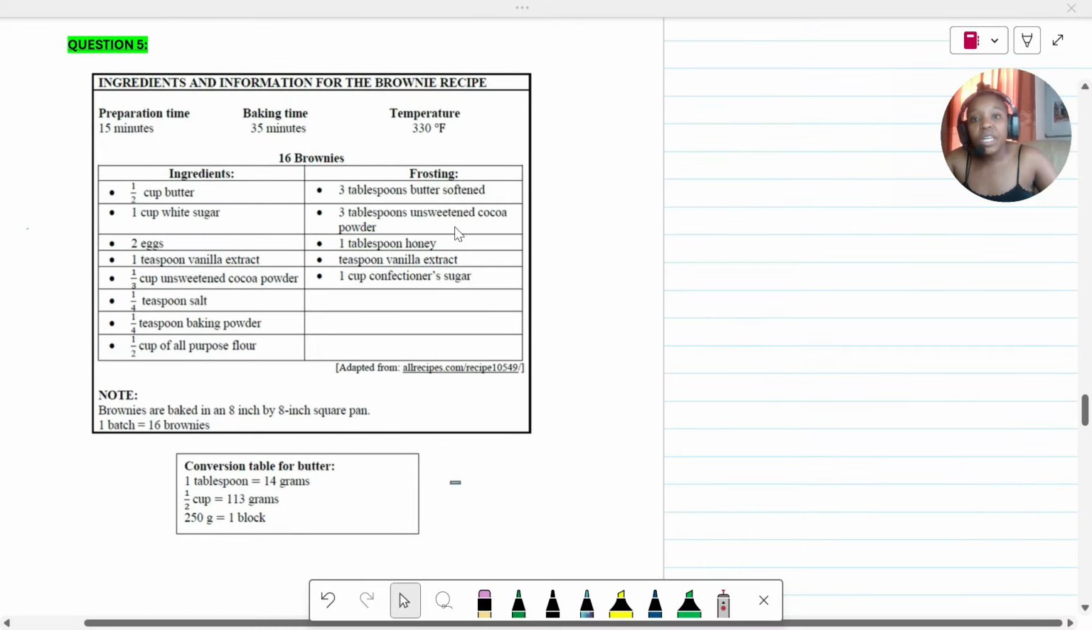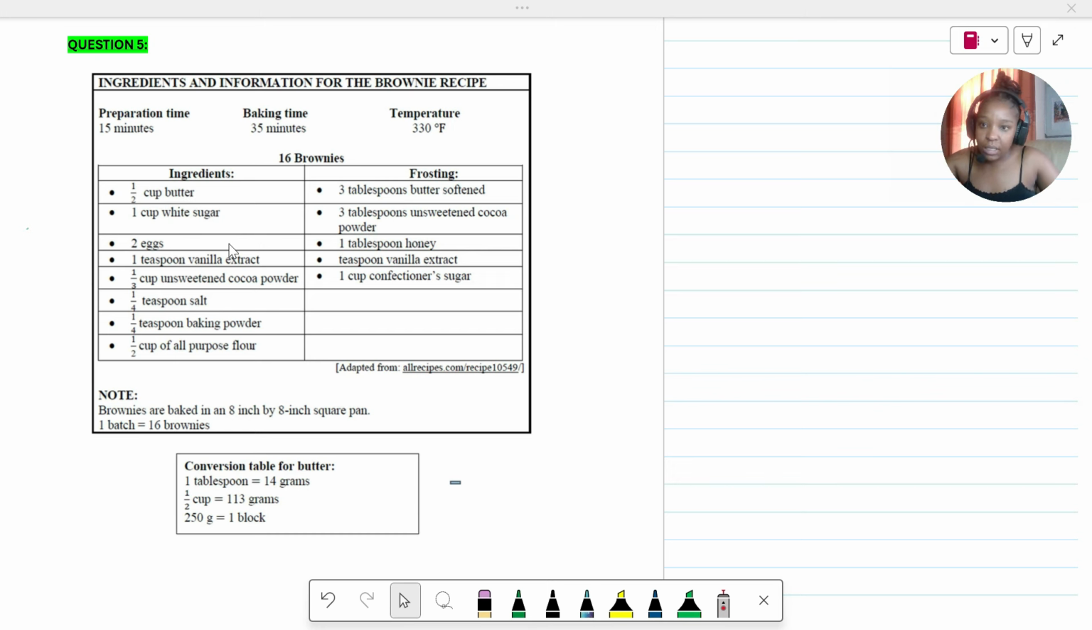Then we're given the ingredients to make these brownies. You need half a cup of butter, 1 cup of white sugar, 2 eggs, and 1 teaspoon of vanilla essence. You need a 1/3 cup of unsweetened cocoa powder, a 1/4 teaspoon of salt, a 1/4 teaspoon of baking powder, and half a cup of all-purpose flour. This is just for the ingredients.